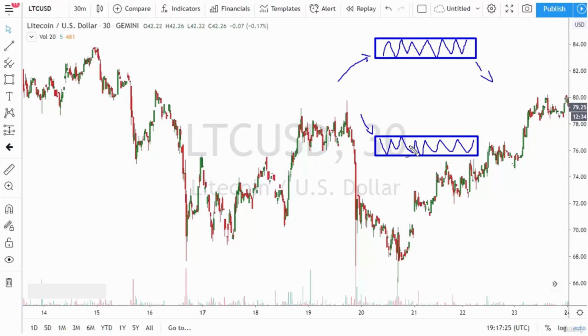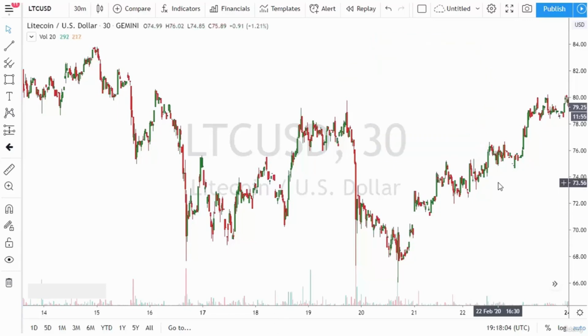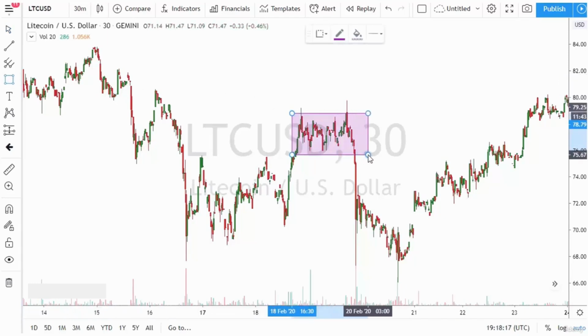If you are falling and you get a rectangle consolidation area and you break out of it to the upside, it is a rectangle bottom. Pretty straightforward. And they happen on all time frames. So you see them quite a bit. It's just simply consolidation that doesn't lead to continuation, rather a reversal. So let's go ahead and draw a rectangle here in the Litecoin market.